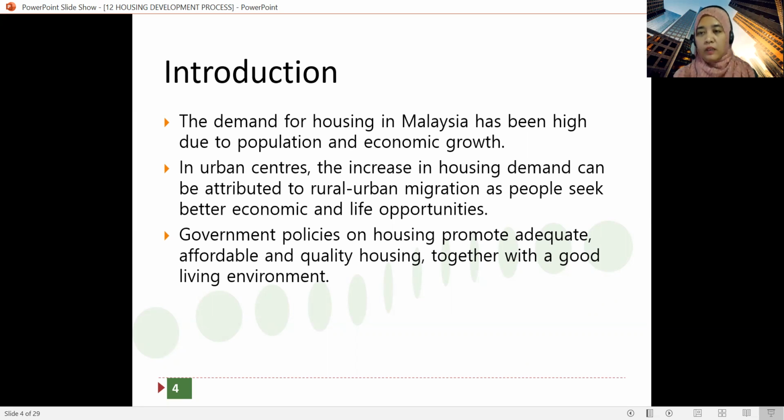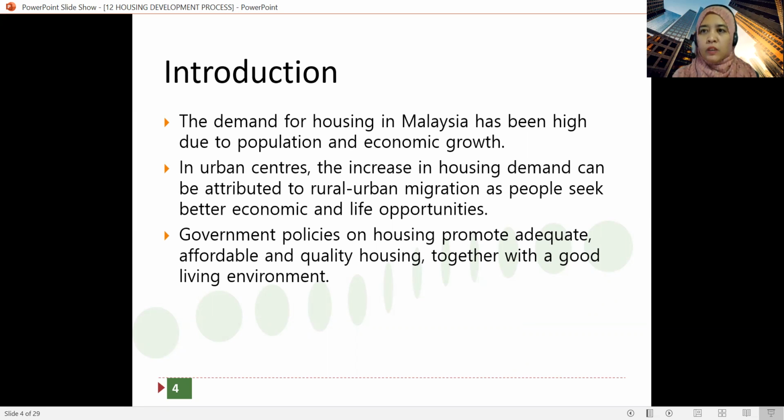At that time, our country moved from an agricultural sector to an industrial nation. So being an industrialized economy, there were more jobs in big cities, and therefore, people from the rural areas came to the urban areas, causing the demand for housing to rise. Not just that, due to not only the rural urban migration, as Malaysia became more and more prosperous, in the major cities, people also settle down to seek better economic opportunities and better life opportunities.